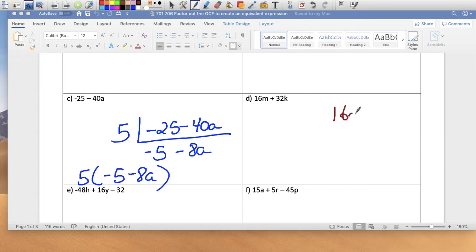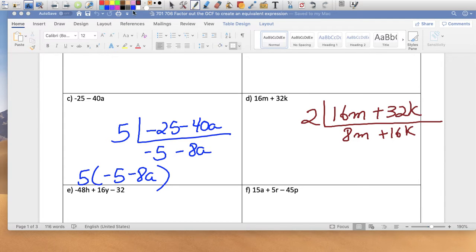16m plus 32k. So when you pull out factors, if you pull out the biggest right away, the least amount of work you do. So I'm going to do this one and try and show you how much of a difference this makes if you pull out a number 2. We could have gone higher than 2, but I'm going to show you that there is more work when you pull out smaller numbers. So 2 goes into 16 8 times. 2 goes into plus 32 16k times.